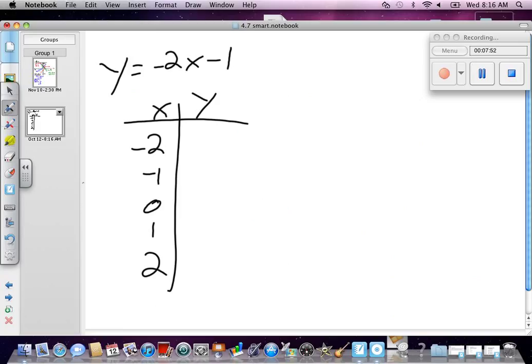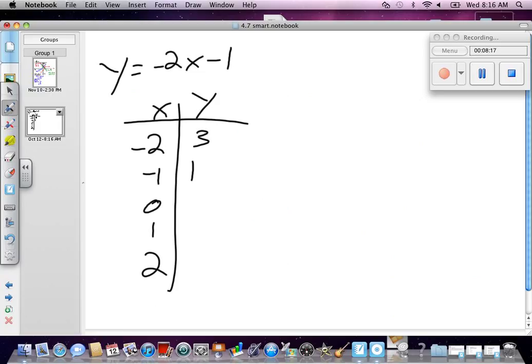Okay, what's negative 2 times negative 2? 4, and 4 minus 1 gives us 3. Okay. All right. Who can do negative 1 times negative 2? Want to try it, Daniel? Cody? What's negative 2 times negative 1? 2. What's 2 minus 1?